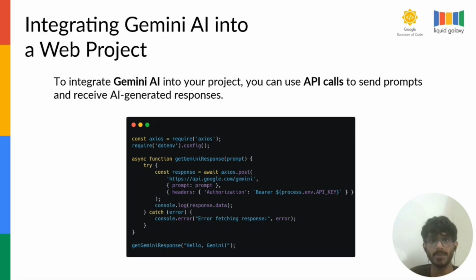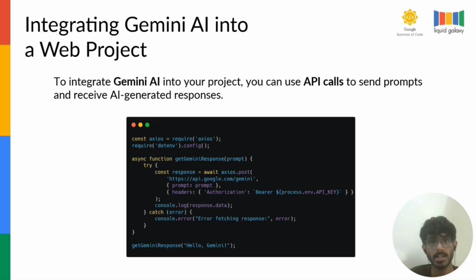Now that we've seen the benefits of Gemini AI, let's discuss how we can integrate it into a web project. So we will go step by step. Step one, setting up the API keys. To start using Gemini AI, the first step is obtaining an API key from the Google AI platform. This key will authenticate our requests and allow us to access Gemini AI capabilities securely.